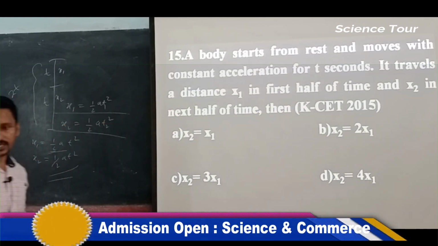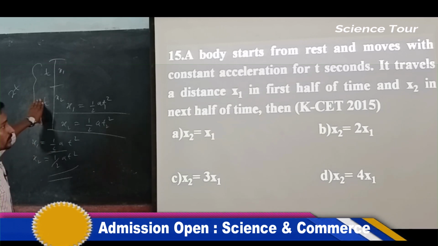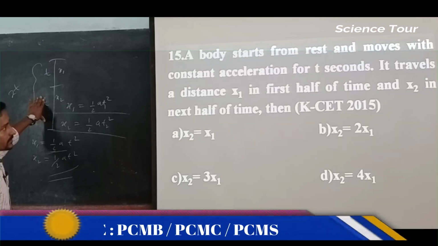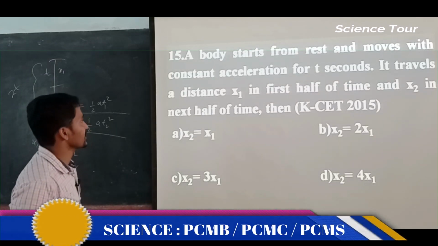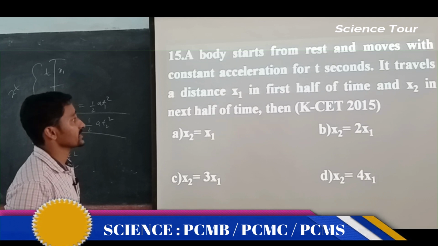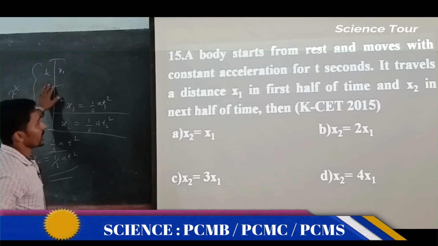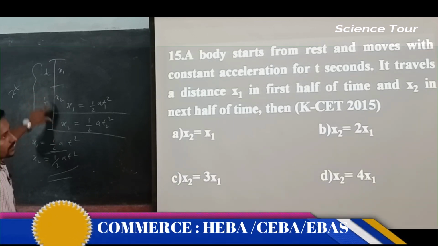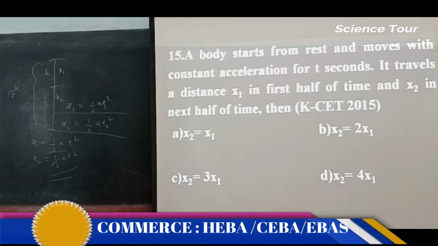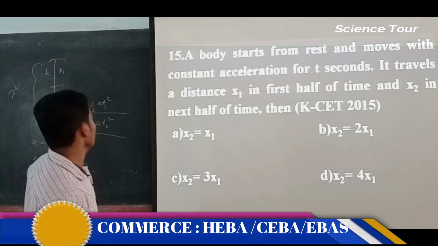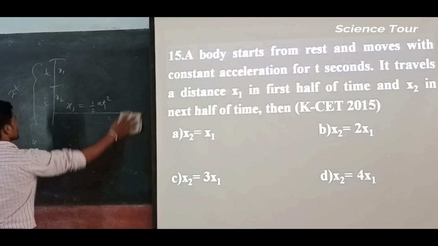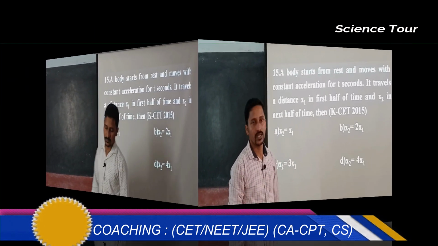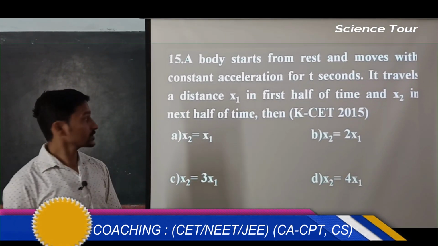With constant acceleration, the time taken is the same for each half, so the body travels a distance x1 in the first half time, and in the next same time it travels x2. So it will be in this way. Here we are going to stop these questions. Next, we are going to talk about some other questions in the next classes. So the next question we can see on the screen.